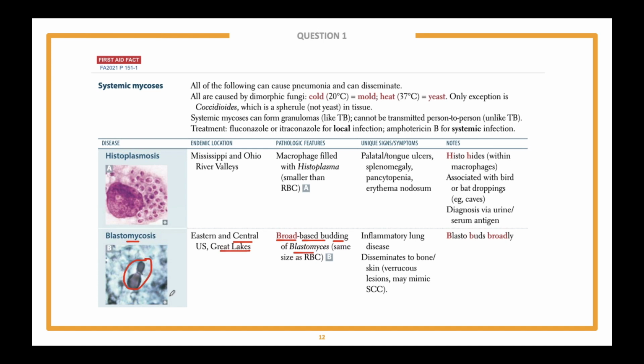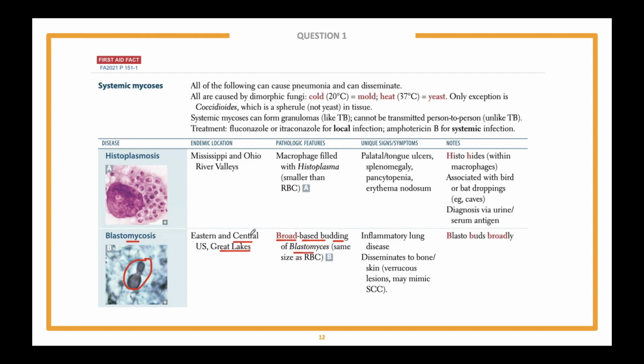That's called broad-based budding. You can see under unique signs and symptoms that you can get lung disease, and it can also disseminate to the bone, and the skin can have verrucous-like lesions, which may actually look like squamous cell carcinoma. As you can see, a lot of the signs and symptoms that our patient had were classically listed in the First Aid section on systemic mycoses, or fungal infections. So let's go back to our question.